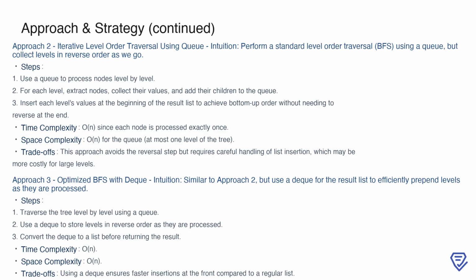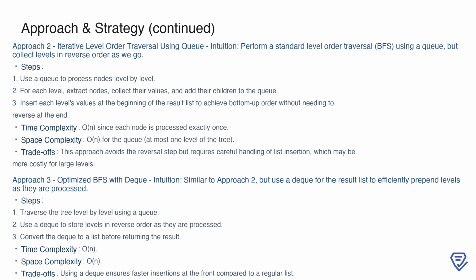This approach uses a standard breadth-first search, or BFS, to traverse the tree level by level. As you process each level, you collect the node values and add their children to the queue for future processing. The key difference here is how you handle the result. Instead of building the result list in forward order and reversing it later, you directly insert each level's values at the beginning of the result list. This eliminates the need for a separate reversal step.